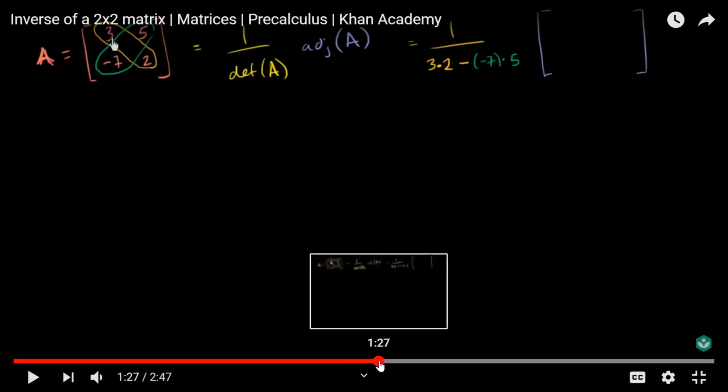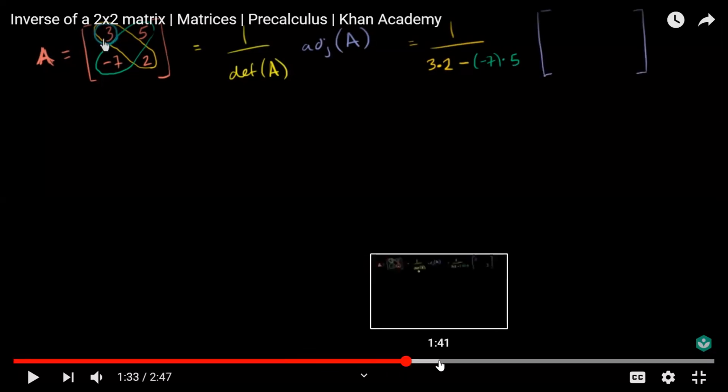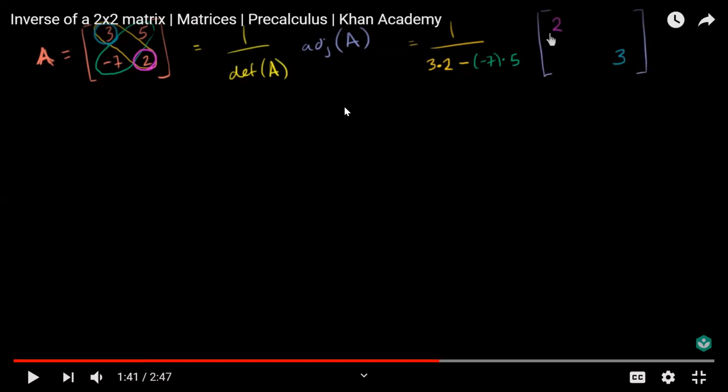I will just stop for a while and then adjoint. And now what is adjoint of A? Adjoint of A means that you have to change the position of the values. So the position of these elements is changed. 3 comes down and 2 goes up. So this is 2 comma 3.